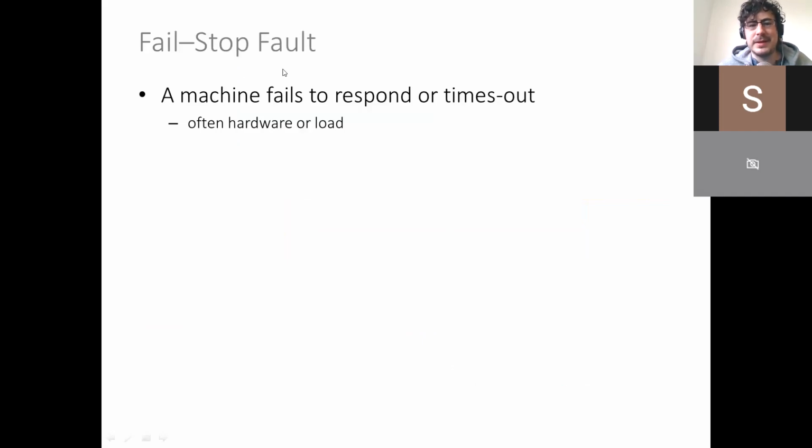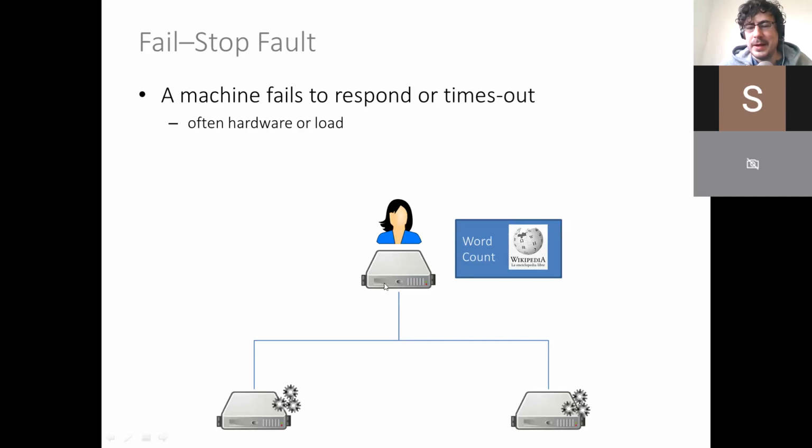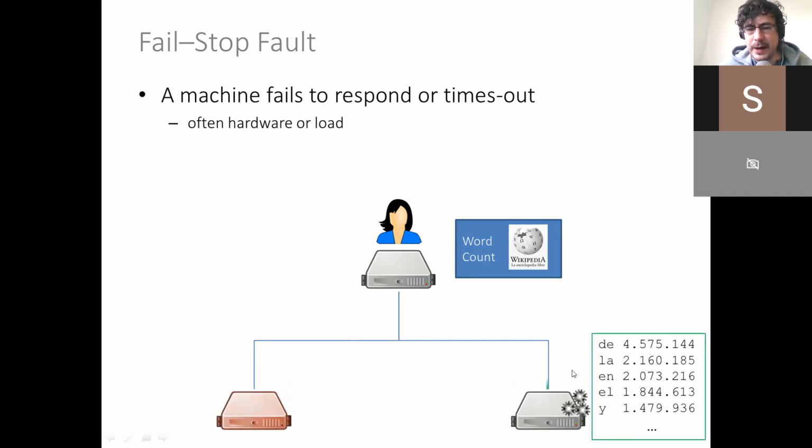The first is a fail stop fault. The idea is that a machine in the distributed system fails to respond or times out. If there's an error, it just does not respond with anything. Often this is due to hardware or load. For example, this is a processing example. It could also be a database example, like how many users do we have that start with M? We ask two machines for results, in parallel, to do the same task or find the same value. One of them fails, the other returns a correct result, and we're fine, right?